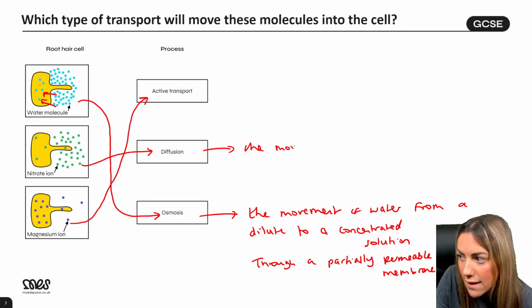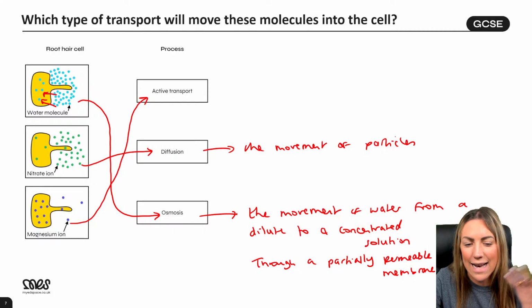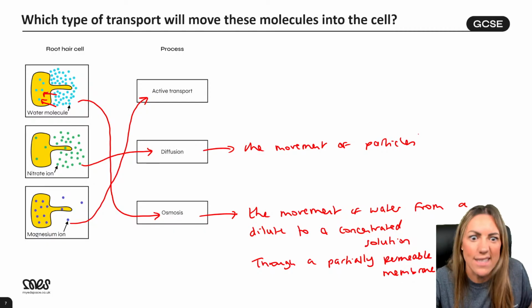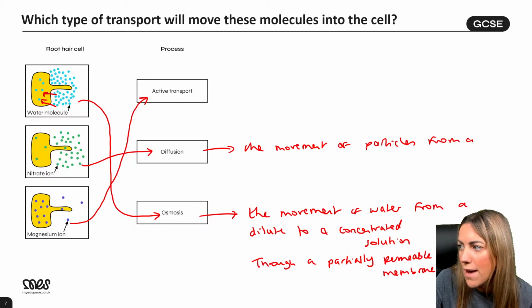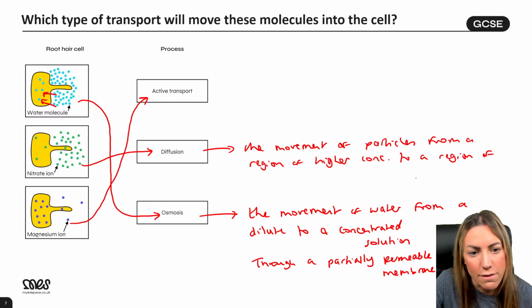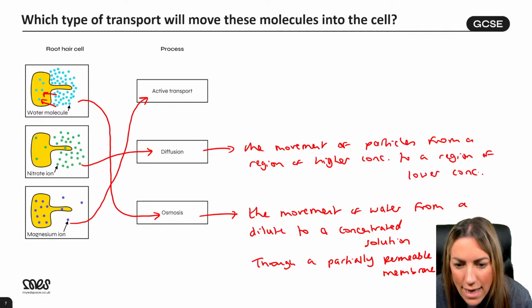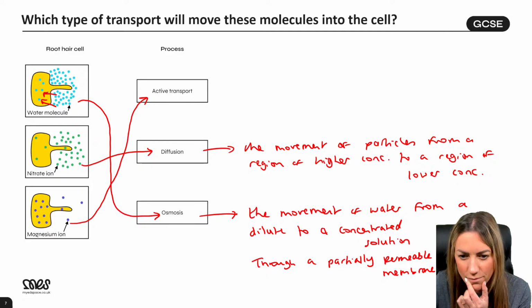I'm looking at your answers actually. Well done. Yes, the movement of particles. Now this could be in a gas or in a liquid. I'm just going to say particles or molecules, from a region of higher concentration to a region of lower. Now, does that always take place across a partially permeable membrane? Would I add that to my definition?